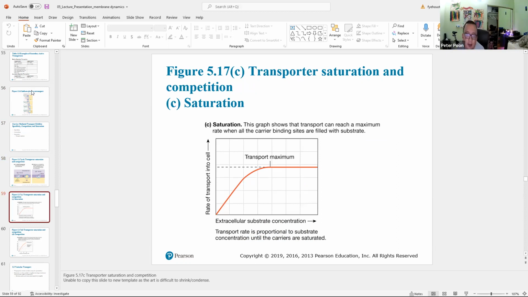Transporters are not magic, right? They're proteins, so proteins can only work so quickly. At some point all your proteins are working all the time, so you maximize out the production, and you can't transport any more quickly than you are.